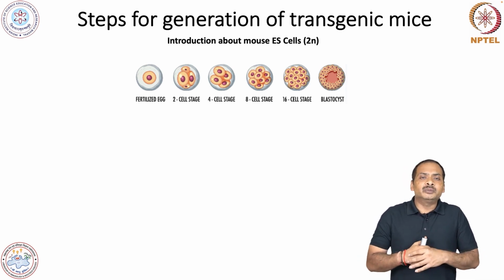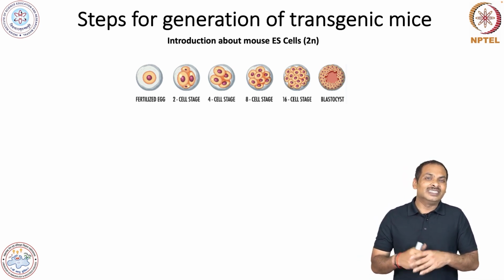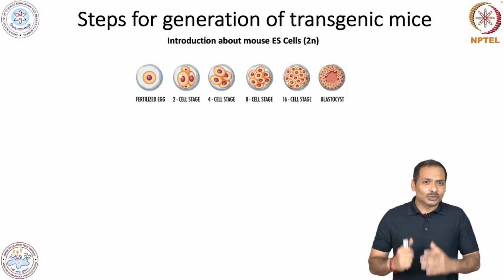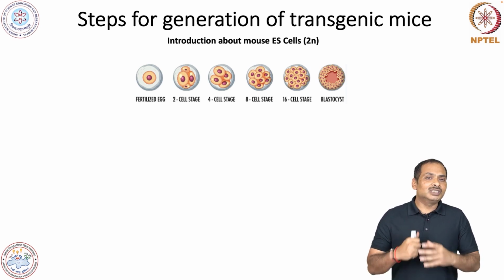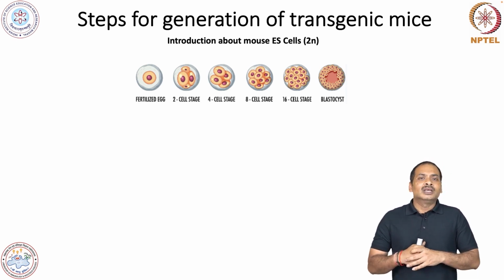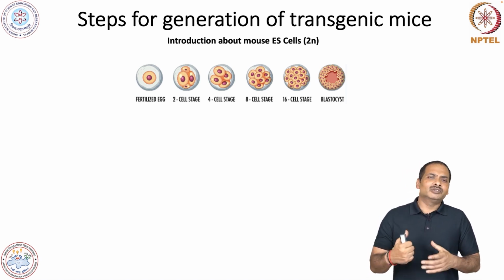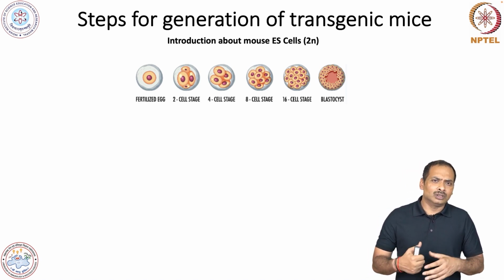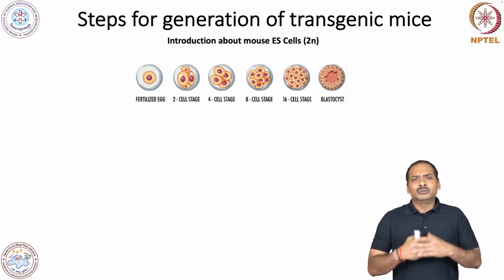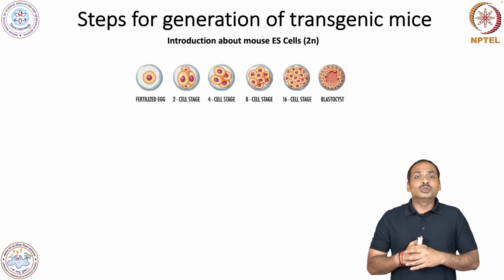This leukemia inhibitory factor keeps these embryonic stem cells in an undifferentiated state. Please remember, this is most important, to keep these embryonic stem cells undifferentiated. Then we grow them in larger numbers, and then we perform all the molecular experiments. Before that, once you have an embryonic stem cell, you need to plan how to target your gene.